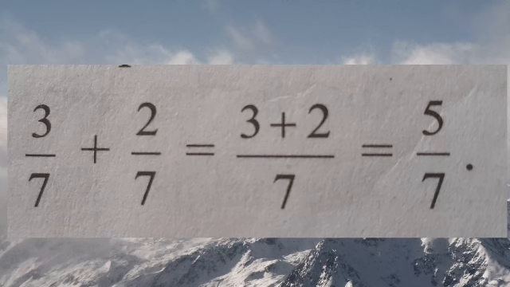Students, you must have a question in your mind. Why do we add the numerators only? And why do we write the denominator as it is? Because we write the total number of parts in the figure in the denominator, and they are 7. So we write 7 in the denominator as it is. So the answer is 5 by 7.